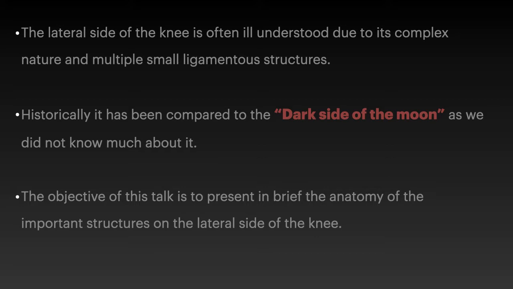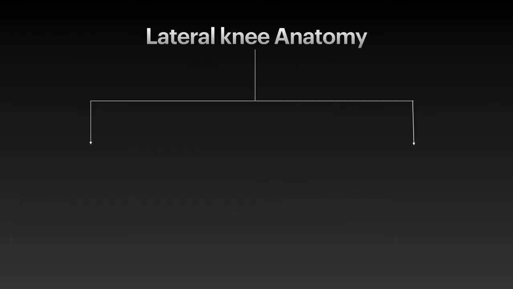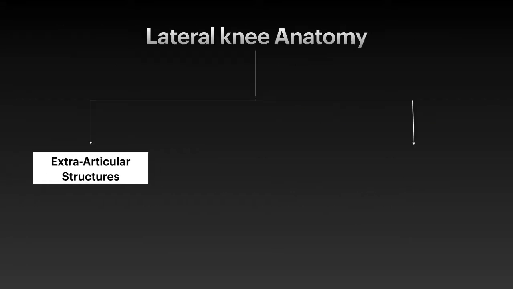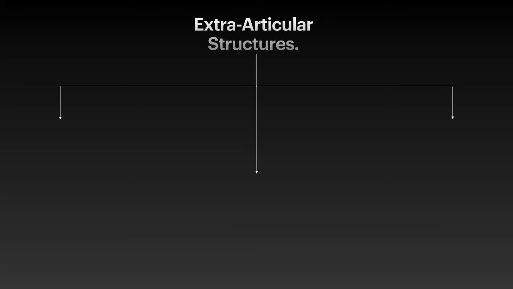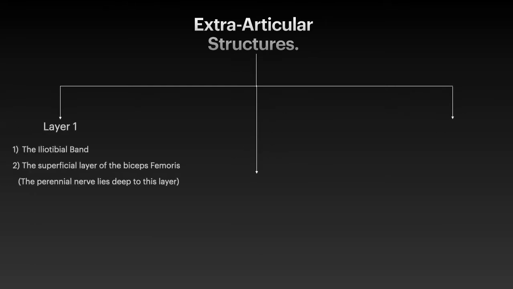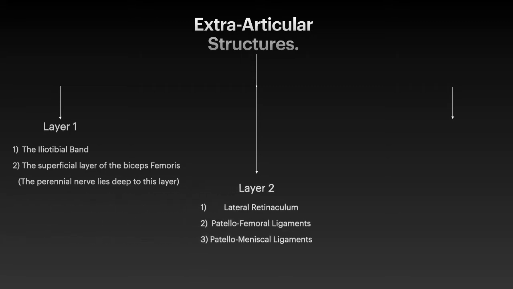The objective of this talk is to present in brief the anatomy of the important structures of the lateral side of the knee. The lateral side of the knee is divided into extraarticular structures and intraarticular structures. The extraarticular structures can be divided into three further layers. Layer 1 has the iliotibial band and the superficial layer of the biceps femoris.